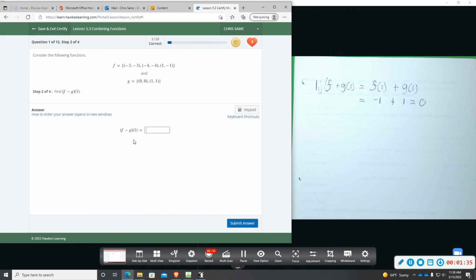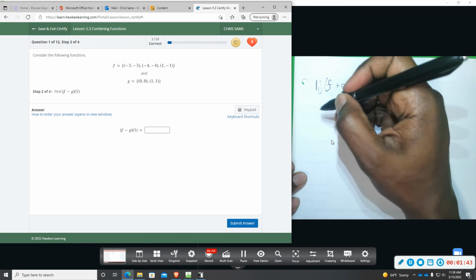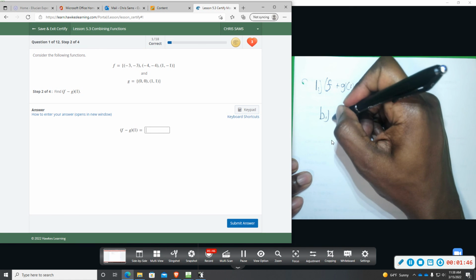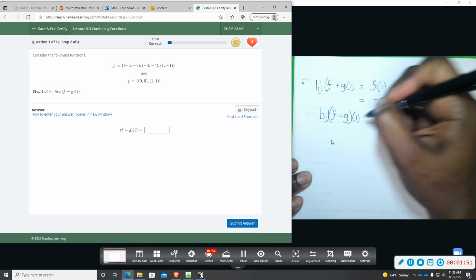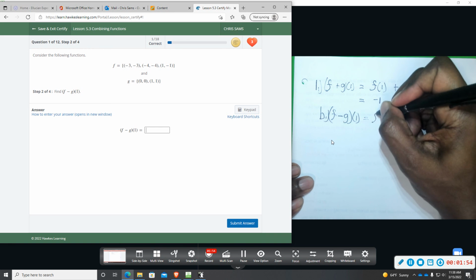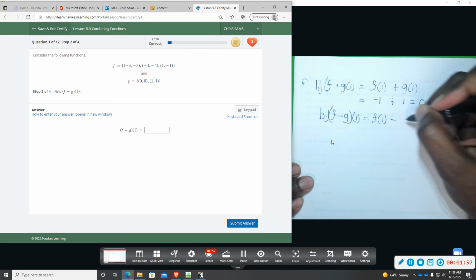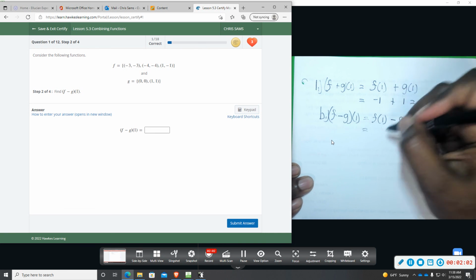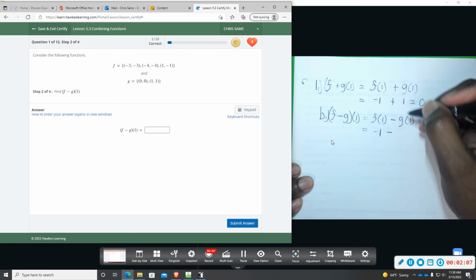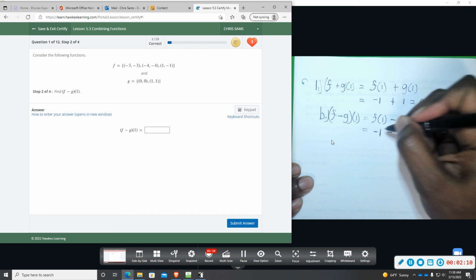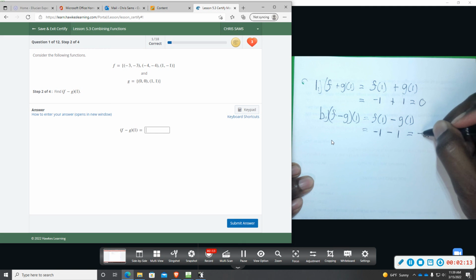All right, so we're going to do the same thing with subtraction. And so we've already laid out the groundwork. We already know what those numbers are. So part B, f minus g of 1. Okay, so all we're going to be doing is f of 1 minus g of 1. And then f of 1 was -1. And this time we're subtracting, so minus g of 1, which is 1. So it looks like we have a -1 minus 1, and that will give us a -2.